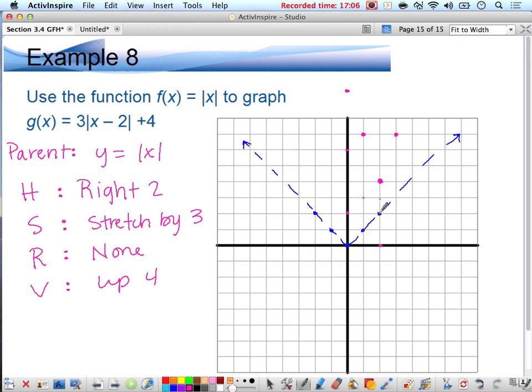And finally, this last point, right 2, stretch by 3, which relocates it to 6. But then I have to still move it up 4 units. 1, 2, 3, 4. So I'm up here in the white space, but we've decided we're just not going to worry too much about it. There is my final graph right there. So you can see it has been moved to the right, it's been shifted up, but it's also been made skinnier. And that wraps up section 3.4 finally.